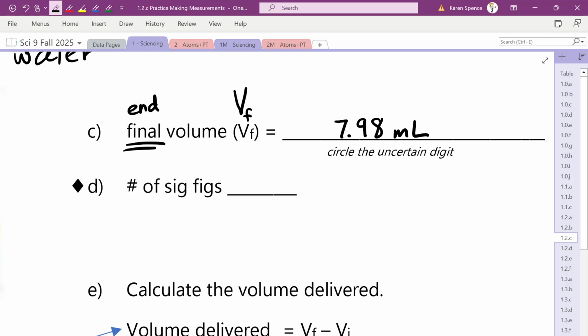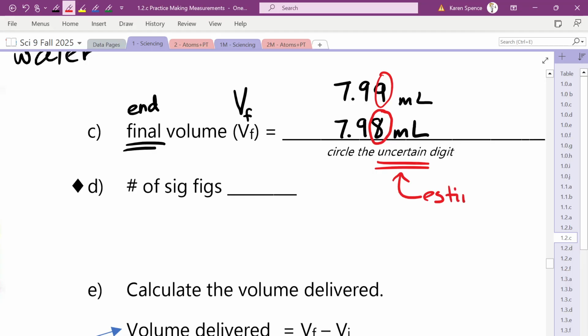Yeah? You said 7.99. Perfect. Anyone else have anything different? No one went for 8.00? That's okay. It does look like it's below the 8. But what that means is when we look at our estimated digit or our uncertain digit, it is going to be that one, because you'll notice it's different, right? Some people will choose one, some people will choose the other. That is our uncertain digit, which is the estimated digit.